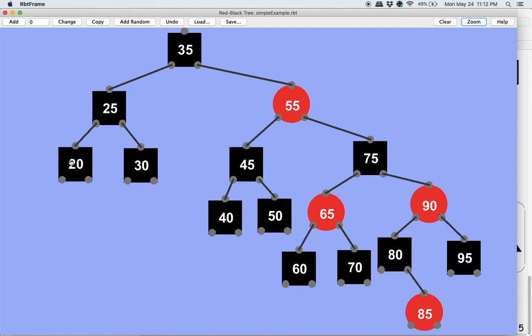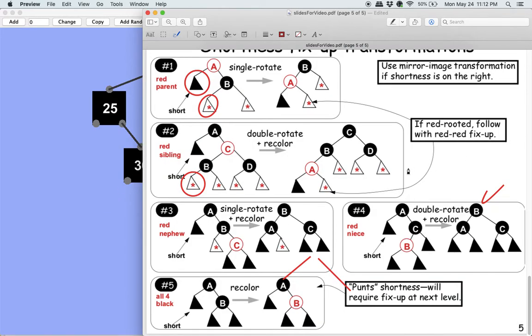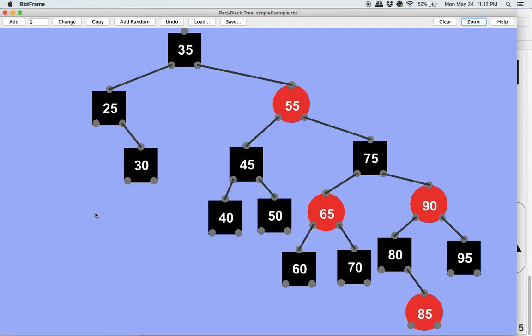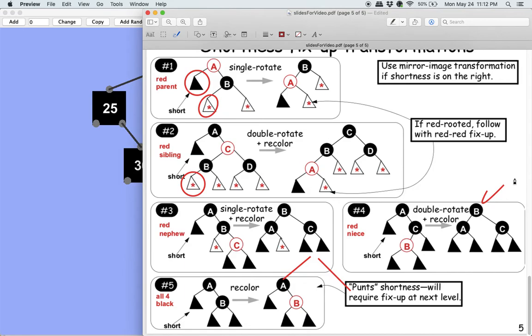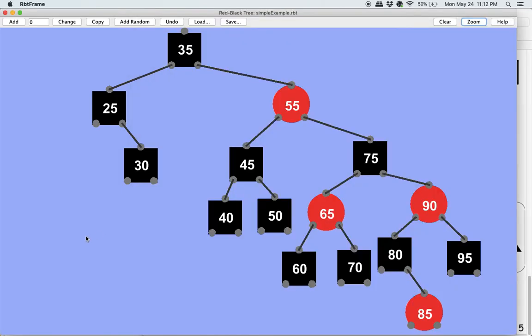Next one to delete is going to be the 20. So we delete the 20. Okay, now we look at the parent, it's black, the sibling is black, and both children are null. There are no red nodes anywhere around. That corresponds to transformation number 5. So that means let's look at this again. The sibling gets recolored to be red.